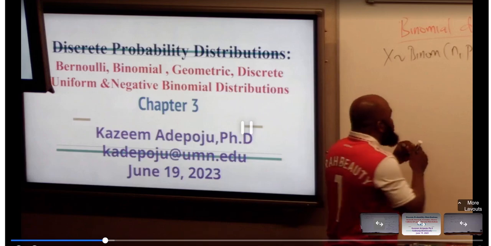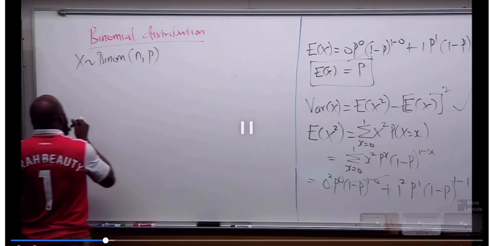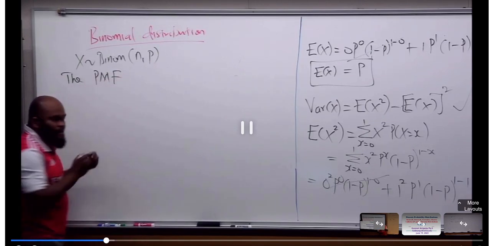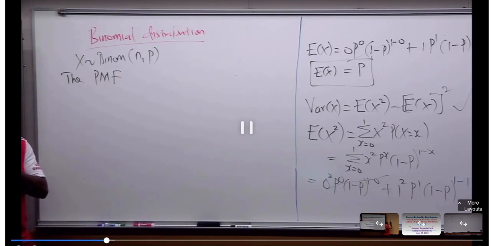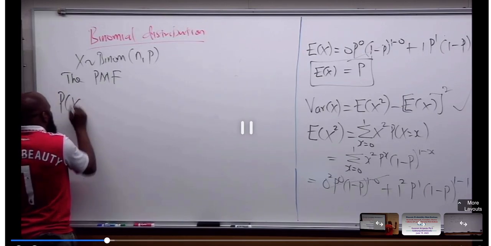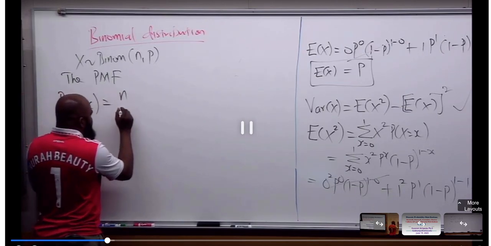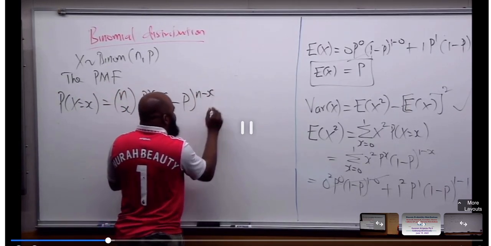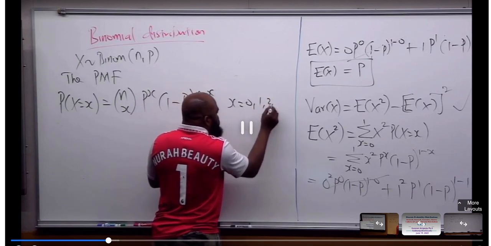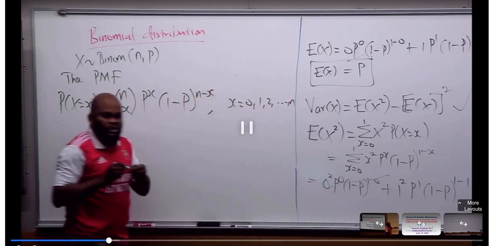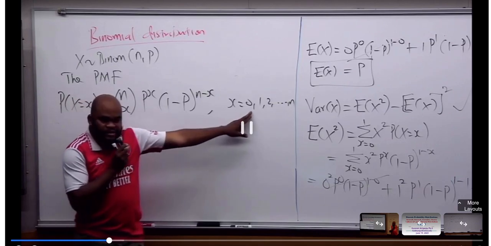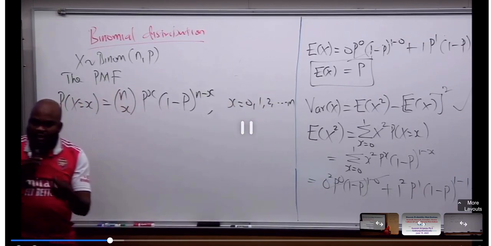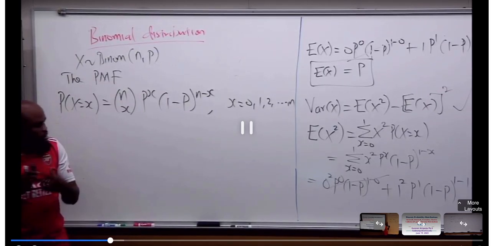Does that make sense? Okay, now, what is the PMF? When I say PMF, I mean the probability mass function. So the probability mass function is this: n combination s, p raised to power s, 1 minus p raised to power n minus s, where s starts from 0, 1, 2 until we get to n. Now I need you to take a look at the state space of binomial here: 0 to n, but that of the Bernoulli is 0 to 1.